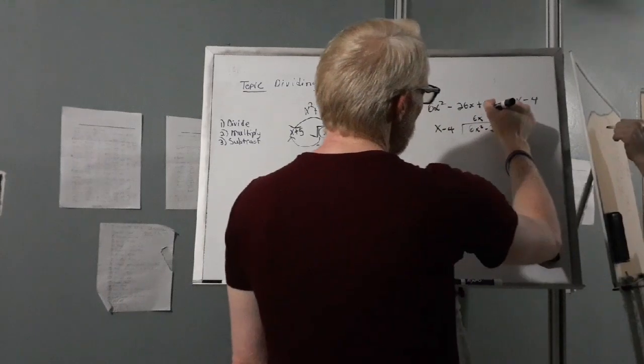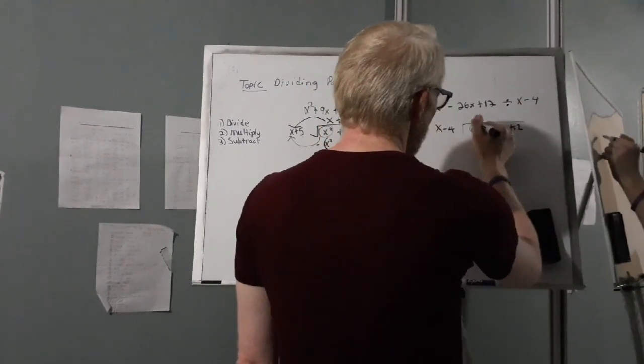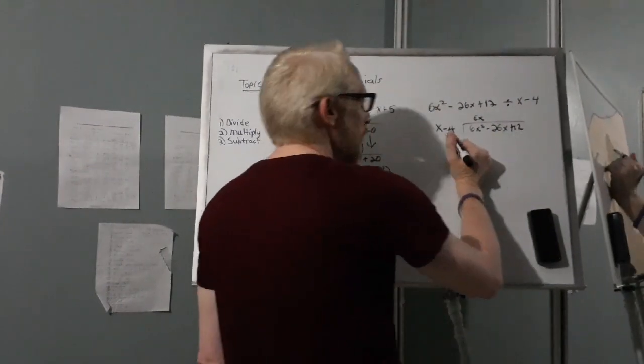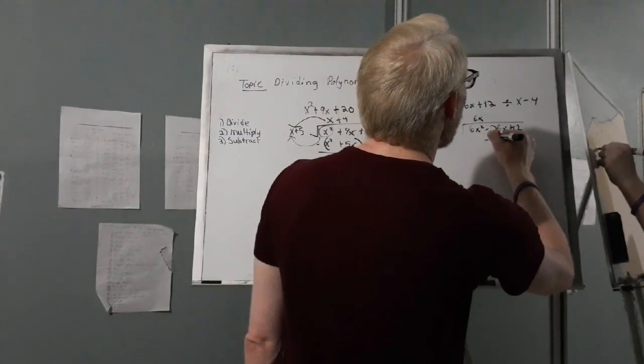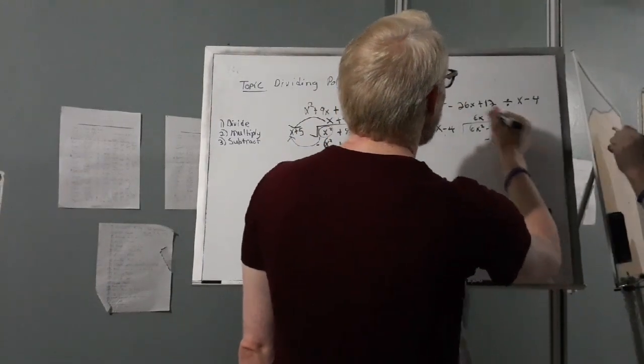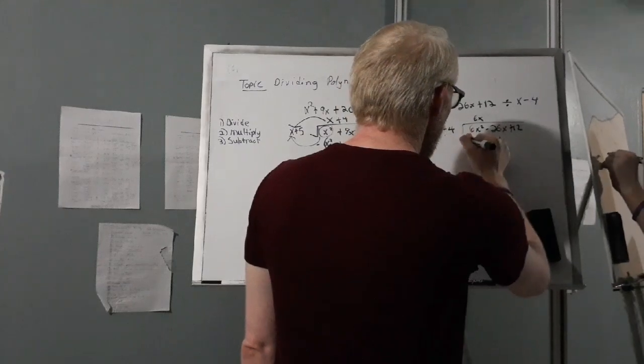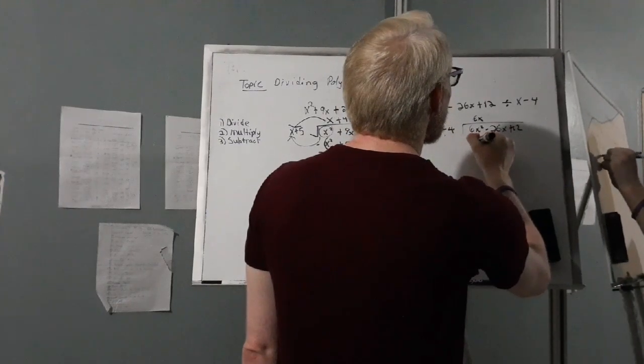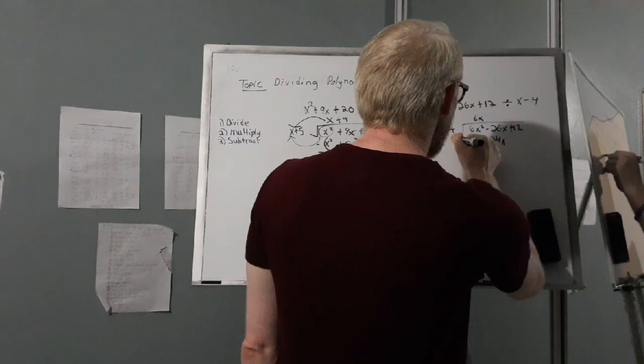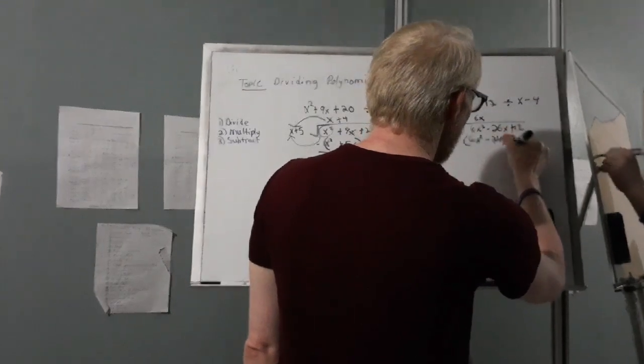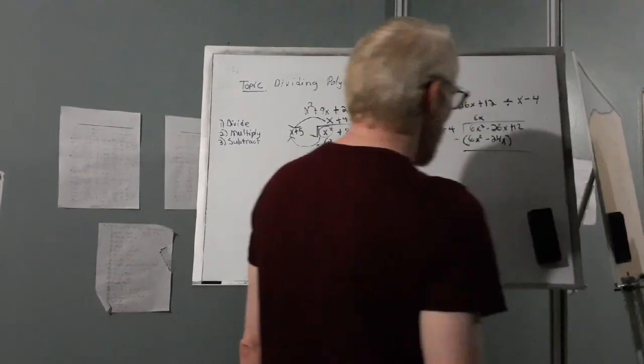And then we're going to multiply 6x times x minus 4. So 6 times x minus 4 is minus 24x. And then 6x times x is 6x squared. And we're going to just subtract that. So we write it in parentheses because what we do is we subtract and we distribute the negative sign.